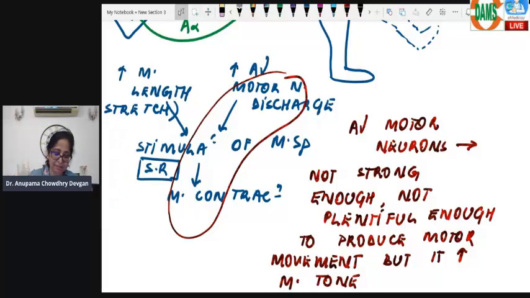Okay. So this is as far as the stretch reflex is concerned. Stretch reflex, please remember, will stimulate the spindle, causing muscle contraction. A gamma will also stimulate the spindle, but only sufficient to increase the muscle tone, not to produce a movement. All right.